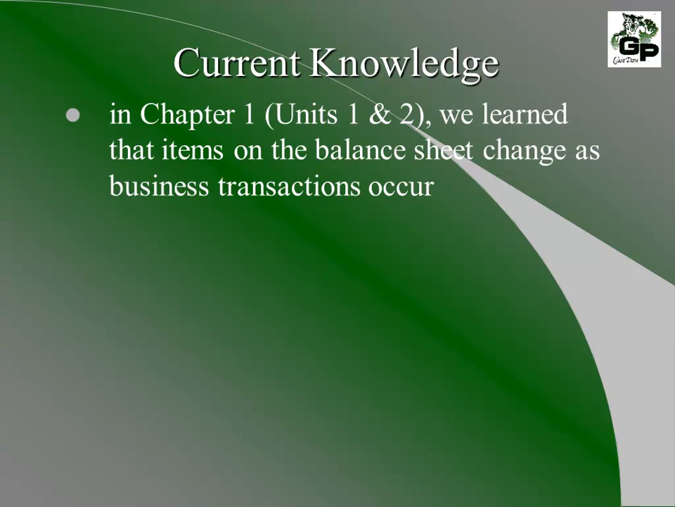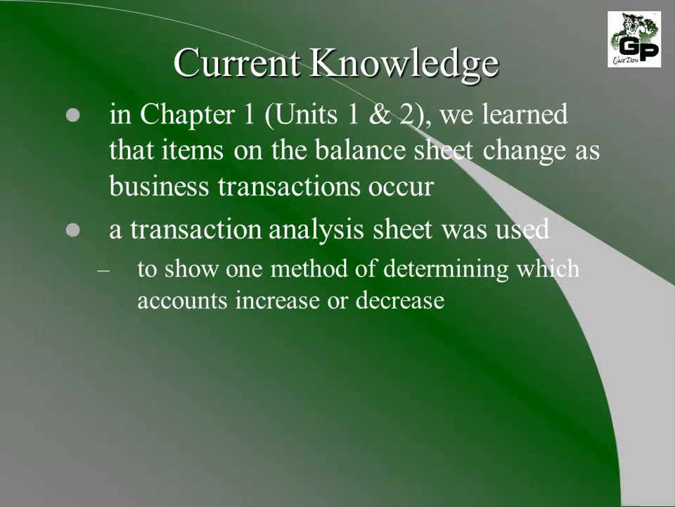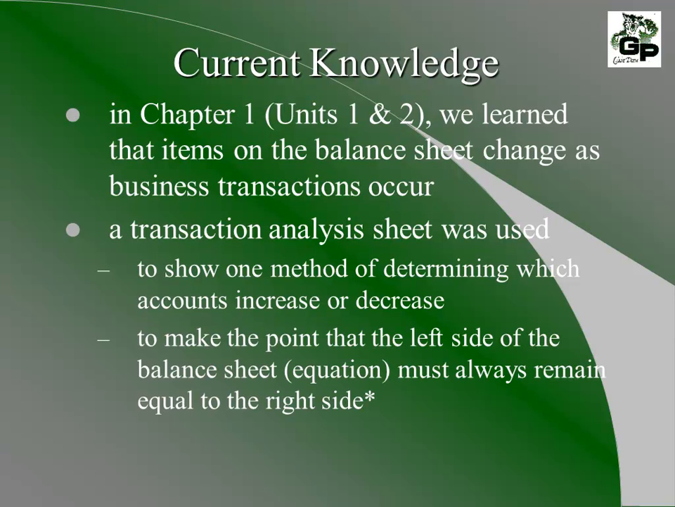Currently, in Chapters 1, Units 1 and 2, we learned that items on the balance sheet change as business transactions occur. We learned how to use a transaction analysis sheet in order to take a look at individual transactions and see the effect on the individual accounts. This shows one method of determining which accounts increase or decrease, to make the point that the left side of the balance sheet equation must always remain equal to the right side. That was why we used the transaction sheets.